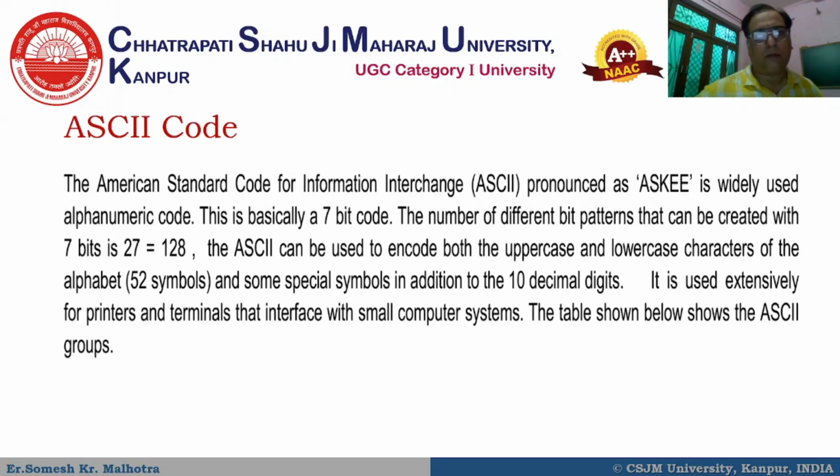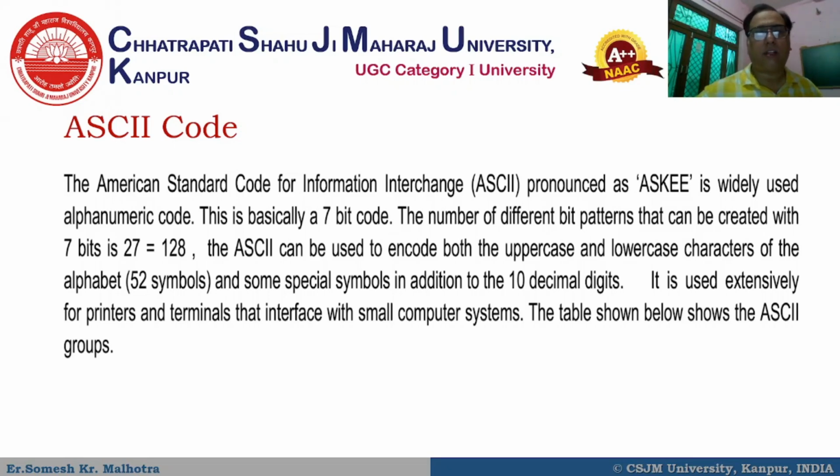Now the next important code, which is a very important code, ASCII code. This is known as American Standard Code for Information Interchange, pronounced as ASCII. It is widely used as an alphanumeric code. This is basically a 7-bit code. The number of different bit patterns that can be created with 7 bits is 2 to the power 7, that is 128 codes can be generated. ASCII can be used to encode both uppercase and lowercase characters of the alphabet. Nearly 52 symbols are used, and some special symbols are also defined in the ASCII code in addition to the 10 decimal digits.